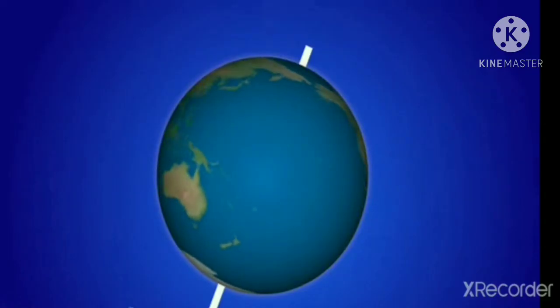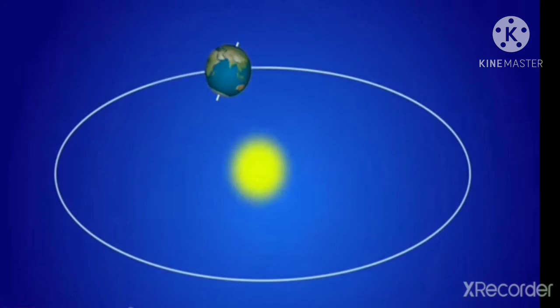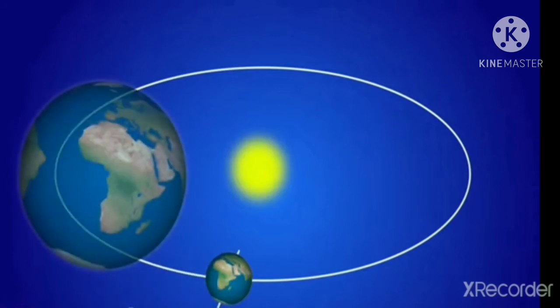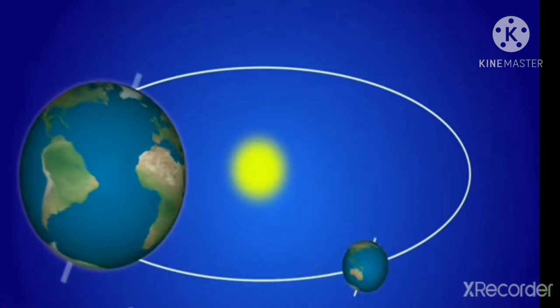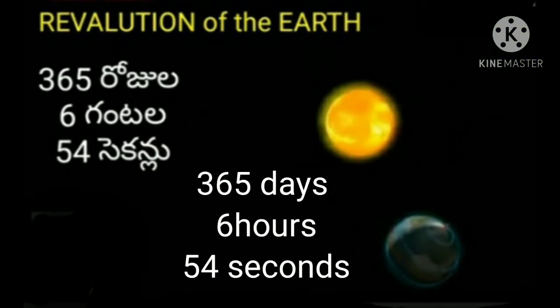Children, till now we have seen how this tilted axis of the earth plays a main role in the seasons. See how the earth is moving around the sun, that is the revolution. For this, the earth takes 365 days, 6 hours, 54 seconds. That means 365 రోజుల 6 గంటల 54 సెకండ్లు.